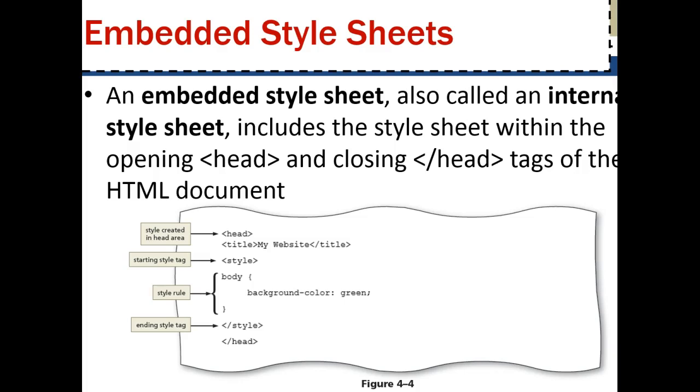The second one is the embedded style sheet, which we sometimes call an internal style sheet, which includes the style sheet within the opening head and closing head tags of the HTML document. This is the example here. We are going to use the style tag to start styling our page. And this is the style rule. Inside the body, you can put the background color green, for example, and then you need to make sure that you end your style tag.